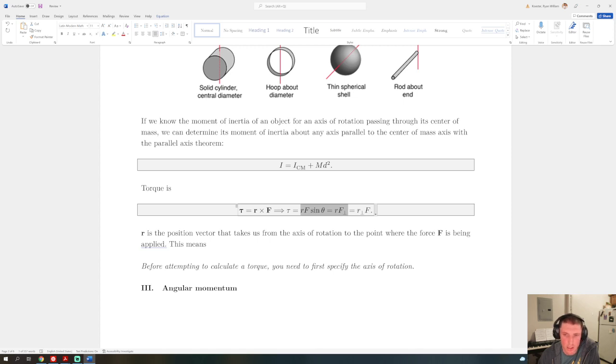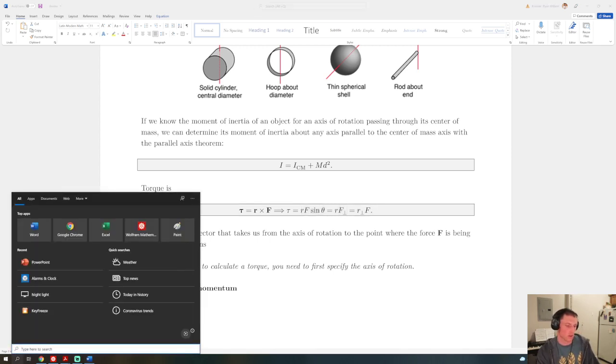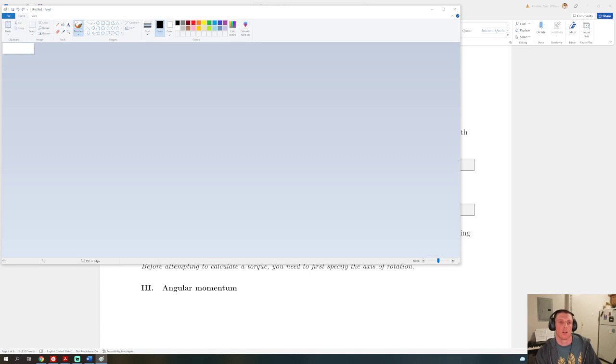I'm kind of tempted to try to draw what I mean, but it would be very bad because I'd have to do it with my mouse. Let me see here. Maybe I can draw it. Okay, this is going to be awful, but it's okay.